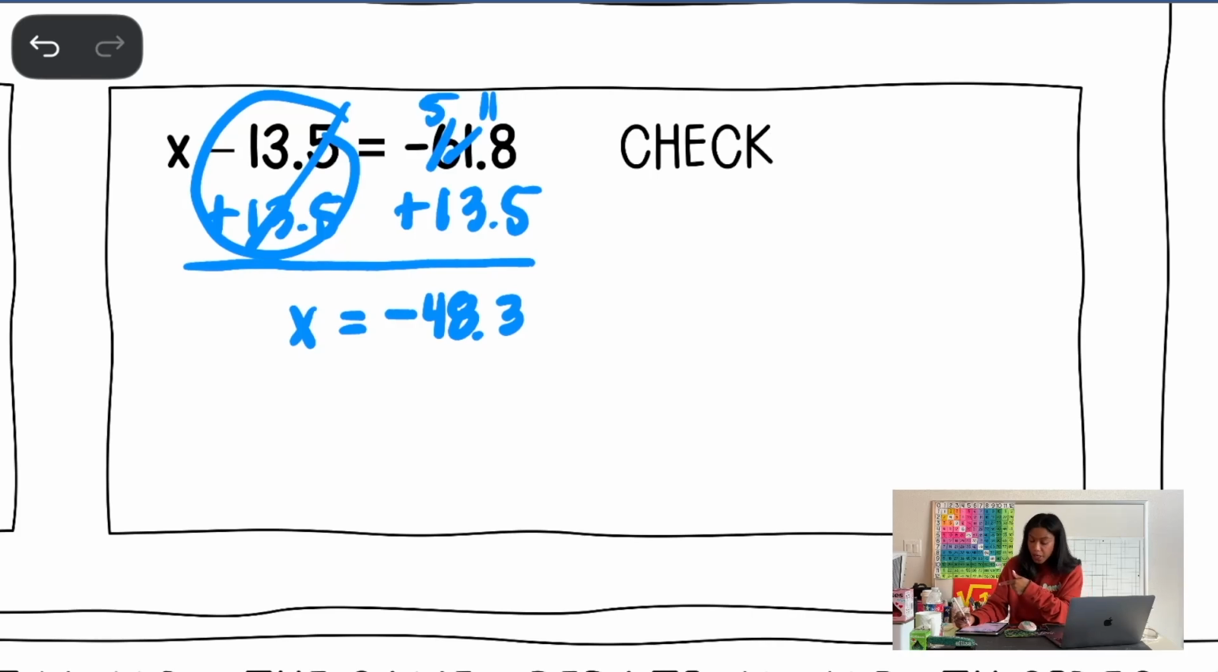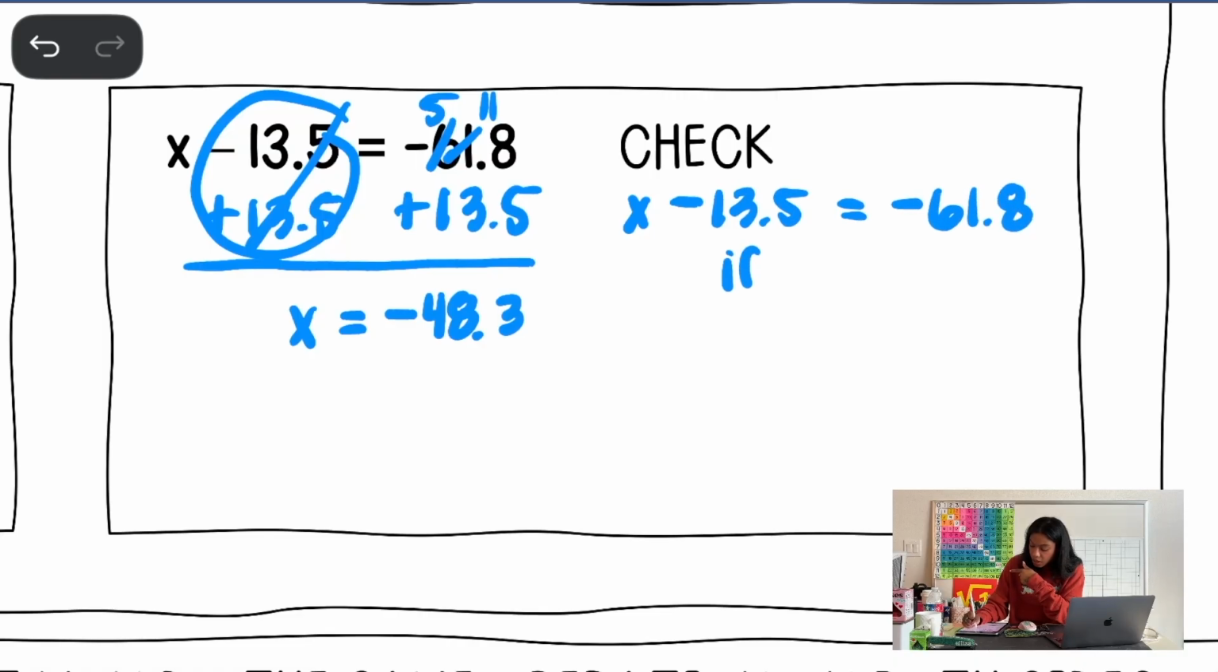All right. Definitely need to check that answer. Again, I'm going to rewrite the original equation. So x minus 13.5 equals -61.8 if x equals -48.3. All right, substituting that back in.